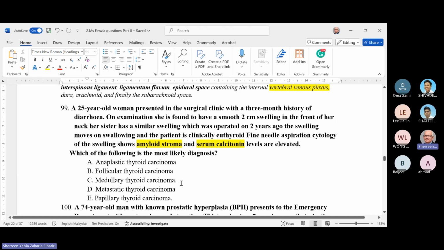Medullary thyroid carcinoma can run in the family if it is part of multiple endocrine neoplasia type 2, which is associated with pheochromocytoma. It is characterized by amyloid stroma, and the tumor marker for medullary thyroid carcinoma is serum calcitonin. It is the only tumor marker for the thyroid tumors. Medullary thyroid carcinoma and multiple endocrine neoplasia are a very important topic in the exam.